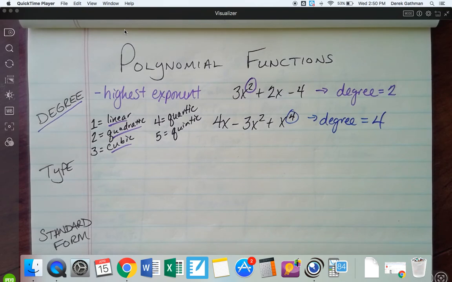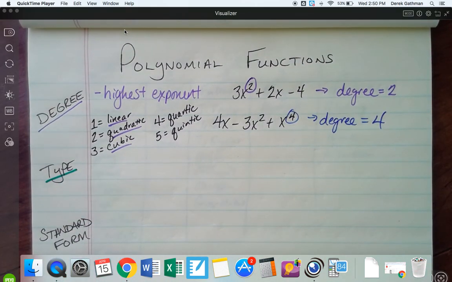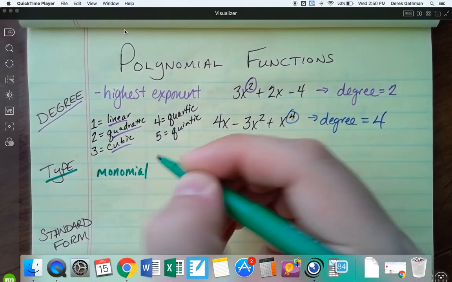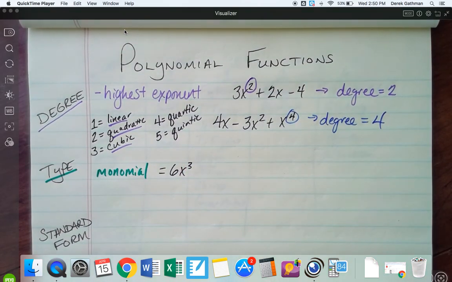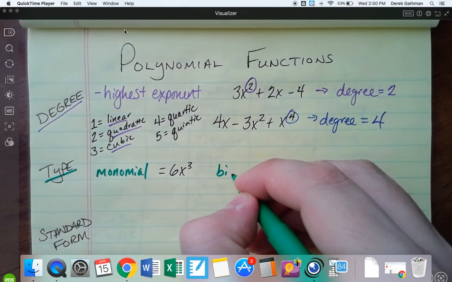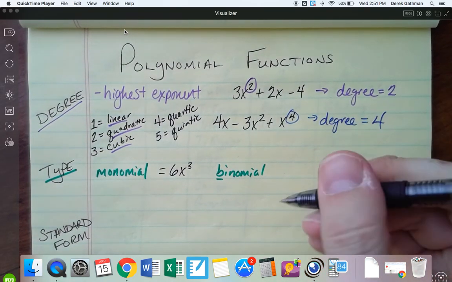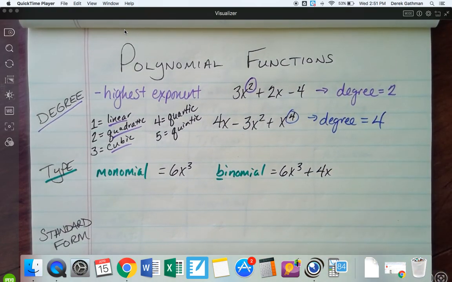The next thing that we're going to look at is its type. And that's pretty straightforward as well. Type is basically just how many terms do I have. So a monomial will just have one term. So for example, I may just have 6x cubed. That's a monomial. There's one term, the 6x cubed. A binomial, by 2, so I might have 6x cubed plus 4x. That plus 4x is my second term. That makes it a binomial.